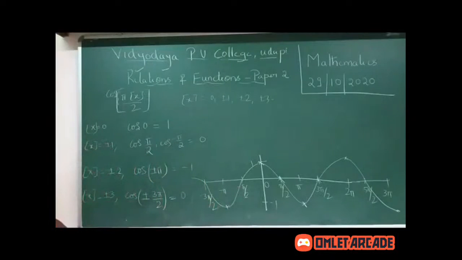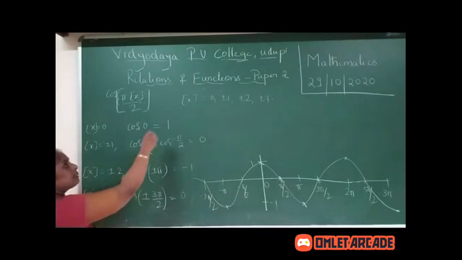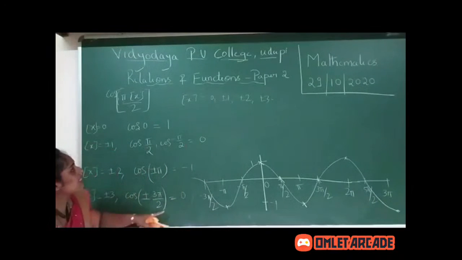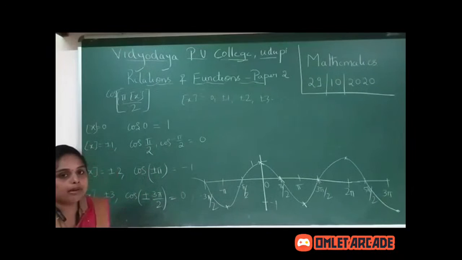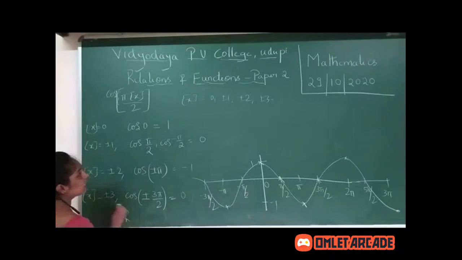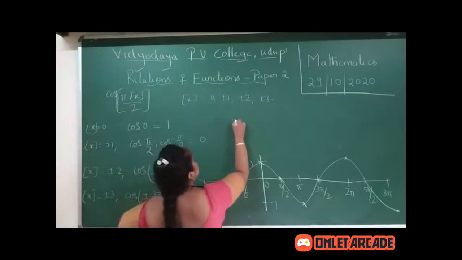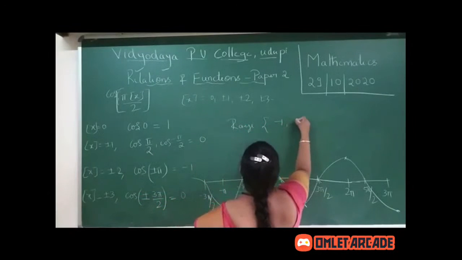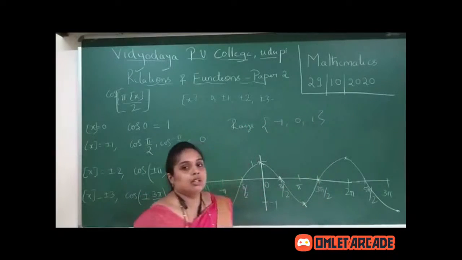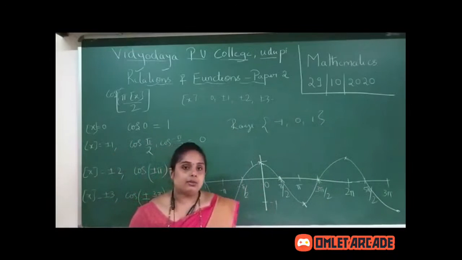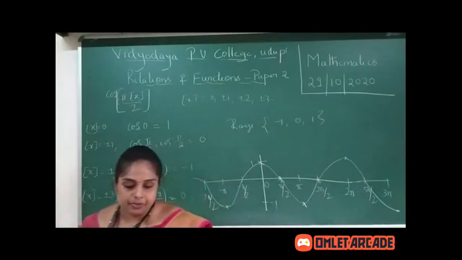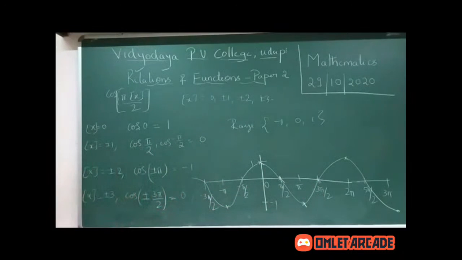So if you try like this, sometimes I am getting 1, sometimes 0, minus 1 and so on. Once again I will get 1, 0, minus 1. So what would be the range here? The range will be 0, minus 1 and 1. I am not getting any of the values in between. Sometimes 0, sometimes 1, minus 1 and so on. So the third option is correct.